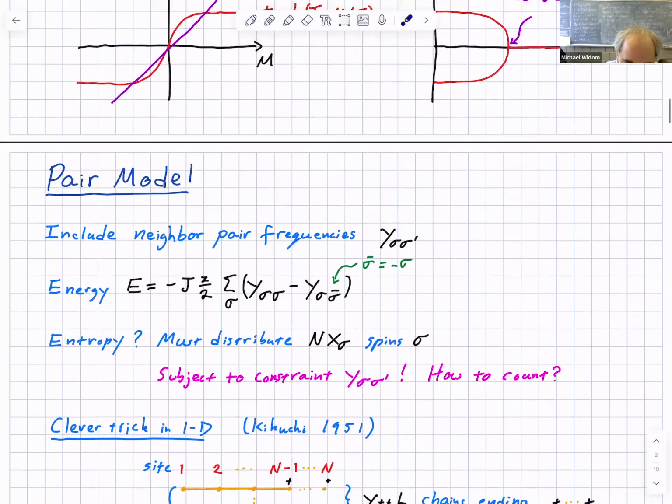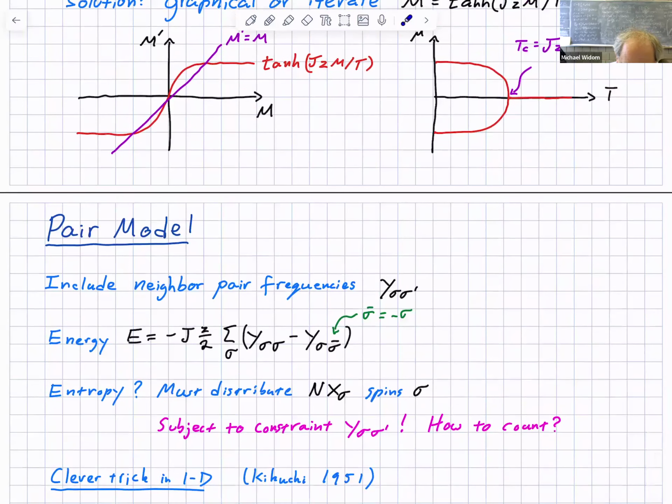So let me clarify. Without the sum over, so if we had a sum over spins sigma I, this would be exact. But if here we just have a sum over values of the spin equal to plus or minus 1, that is then an approximation for the energy of the total.